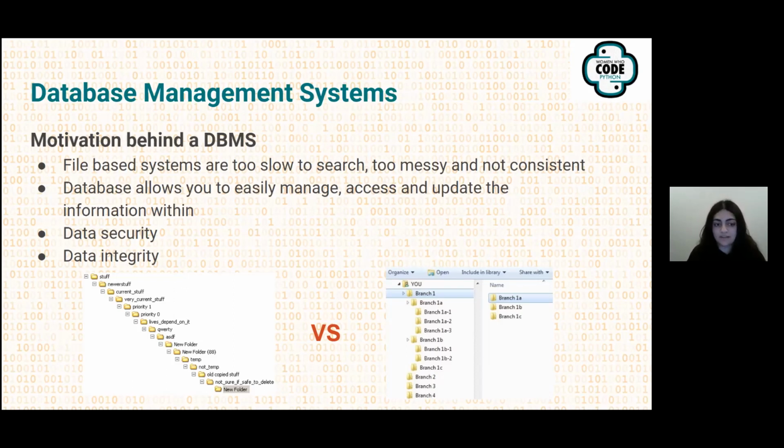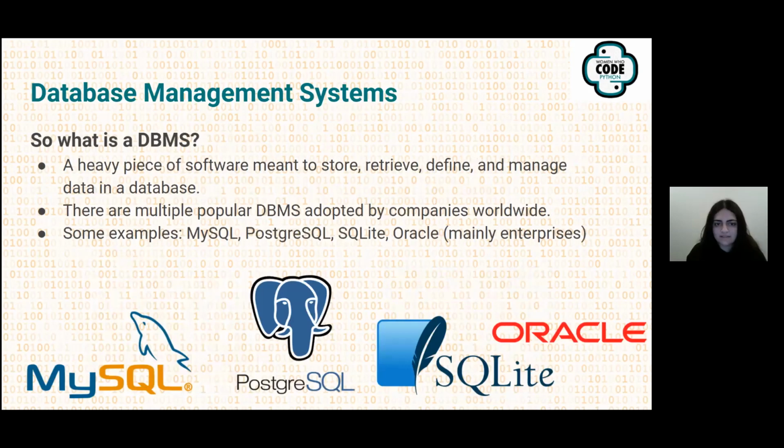So this is why we want database management systems. So we ditch the files. We don't want to do files and folders and all those hierarchies. We want to use a DBMS. So what is a DBMS? We said it's a heavy piece of software. And we say heavy because it is seriously heavy, because it's not just a text file or something. It helps you manage all of these different data points, all the different views that you have, and we'll talk about those later on. There are multiple popular DBMSs.